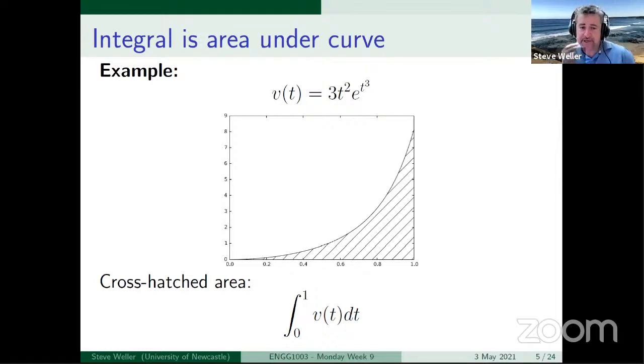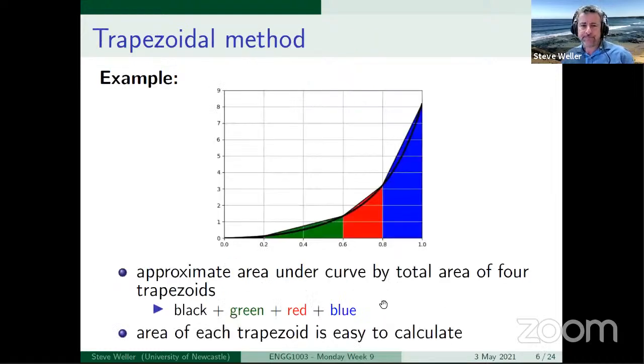So for example, the crosshatched area that you see on the slide now represents the distance traveled over the time starting at zero up to time one, if the speed curve is this rapidly increasing speed curve here. And we write that as the integral between time zero and time one of the speed, V of t, and we write it in this way.